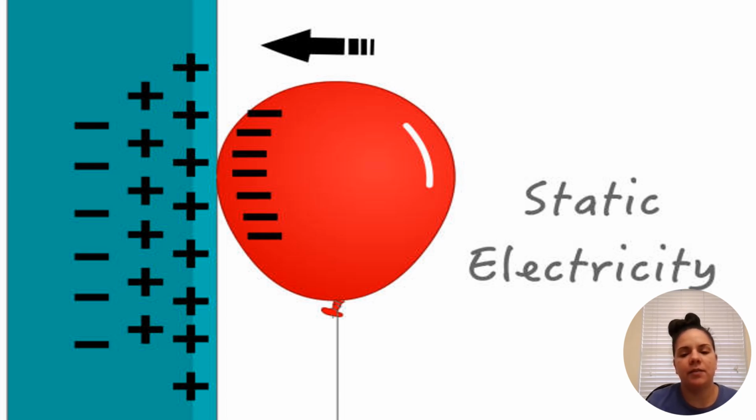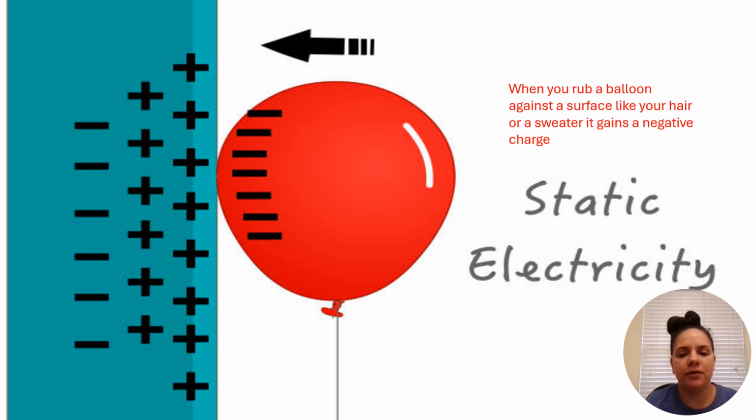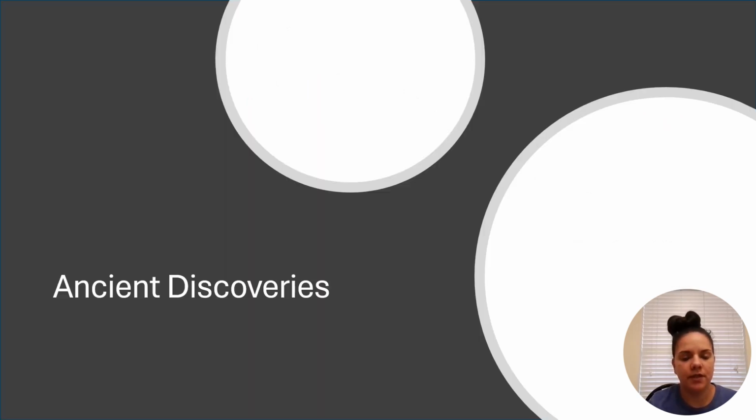So here's an example of how static electricity works. When you rub a balloon against a surface like your hair or a sweater, it gains a negative charge. The negative charges on the balloon attract the positive charges on the wall.